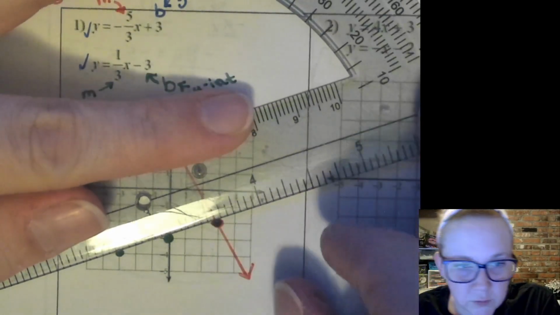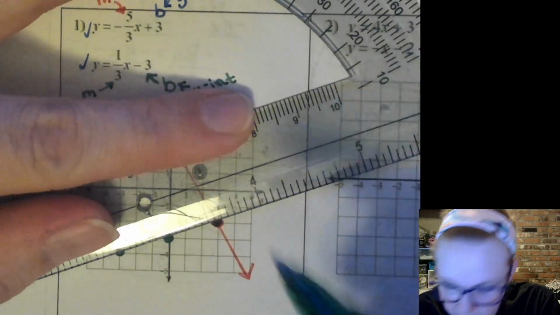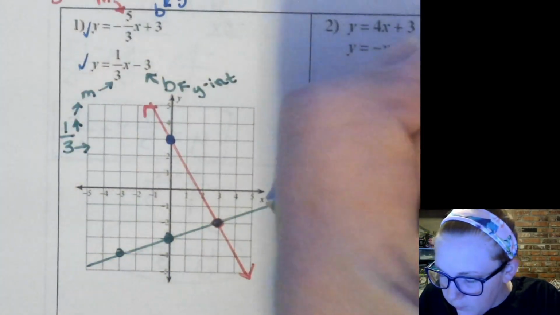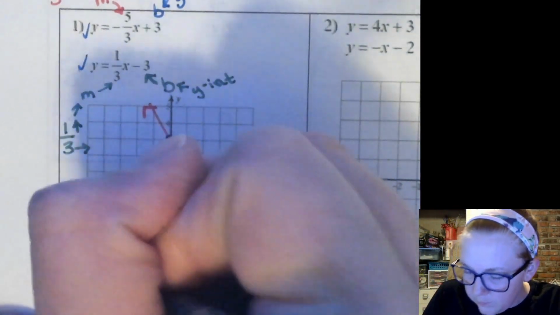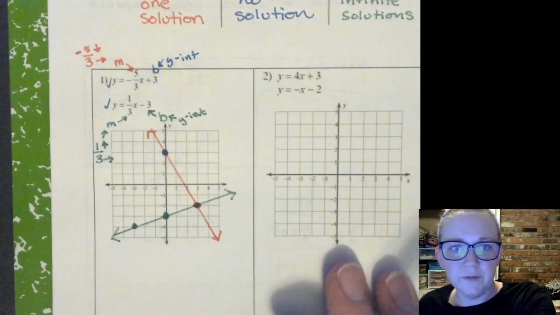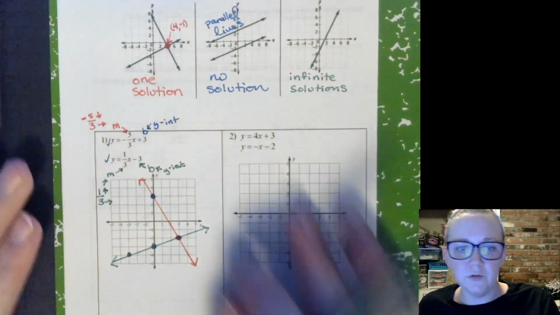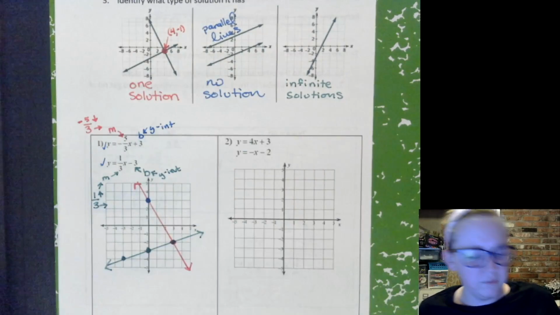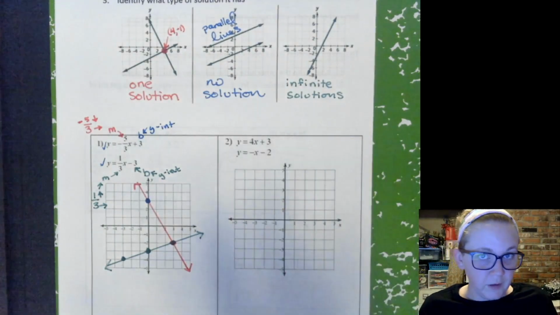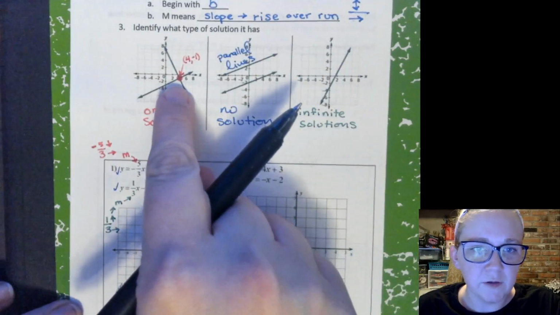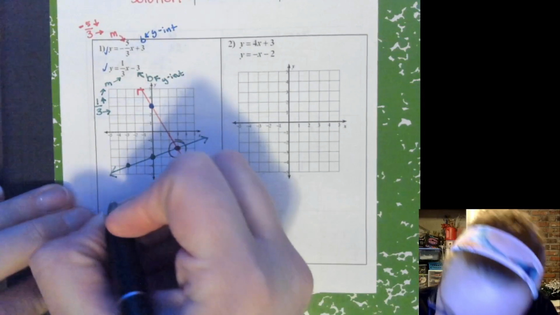And then again, use whatever your straight edge is, and we're going to connect it. Should look something like that. All right, so ask yourself, what type of solution does our graph look like? One, none, or infinite? Hopefully you said one solution, because our lines intersected, right? They intersect right here.